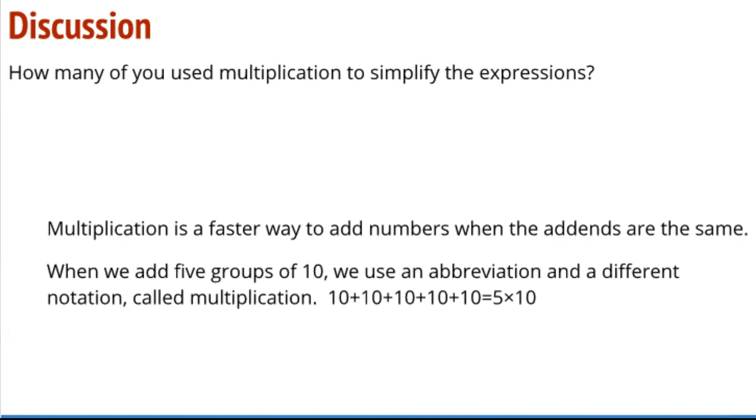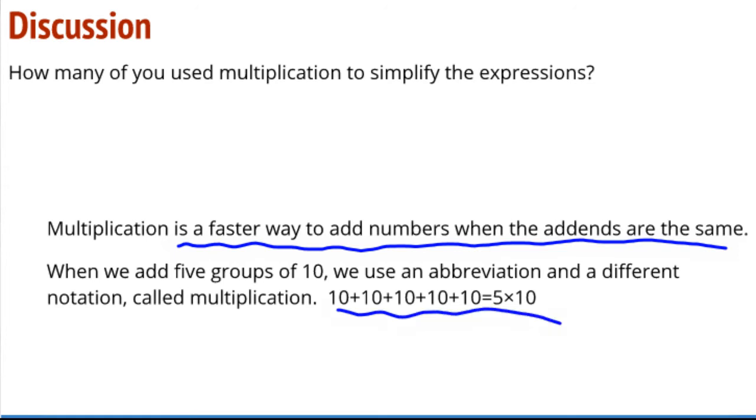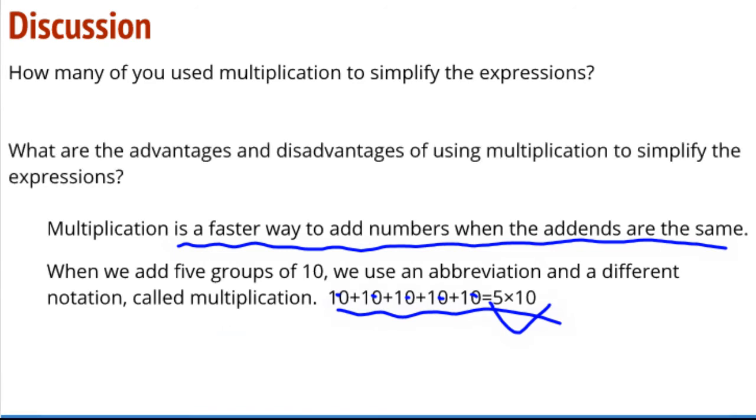So multiplication. Well, multiplication has some major advantages. It's a much faster way when we add numbers, when the add-ins are the same, if you know how to multiply. For example, when we add 5 groups of 10, we can use an abbreviation in a different notation called multiplication. So here's our repeated addition: 1, 2, 3, 4, 5, and here it is as multiplication. So that's a quick discussion of some advantages and disadvantages of multiplication.